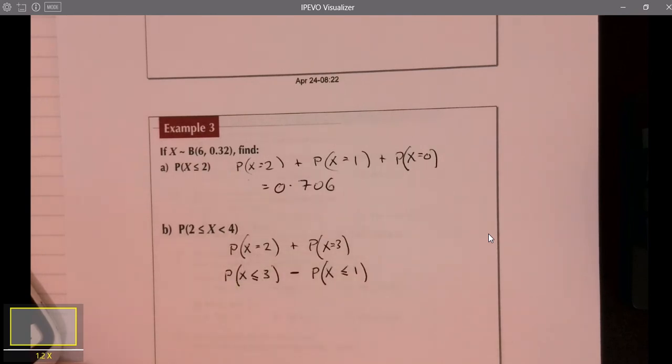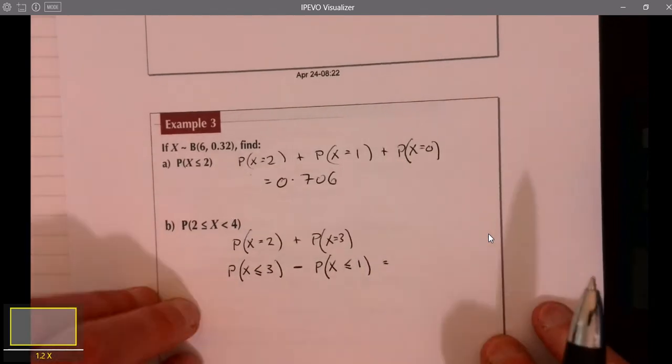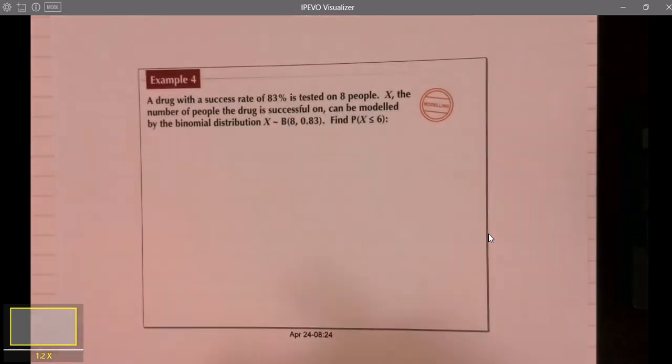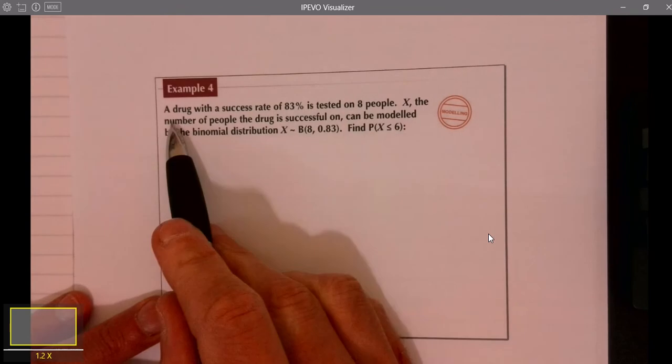Okay, so I'm going to let you do that. I'm not going to finish that for you now. And then we get questions, and like I said, the only way that these questions get a little bit harder is that they just try and give us a little bit of context to the question. So what have we got here?